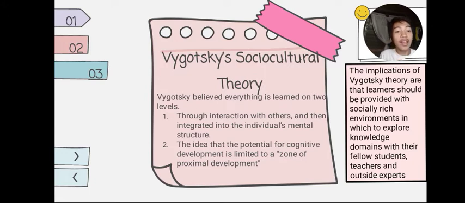Second, the idea that the potential for cognitive development is limited to a zone of proximal development. The zone of proximal development is the area of exploration for which the student is cognitively prepared but requires help and interaction to be developed. An expert provides assistance or scaffolding to support the learner's evolving understanding of knowledge domains or development of complex skills.